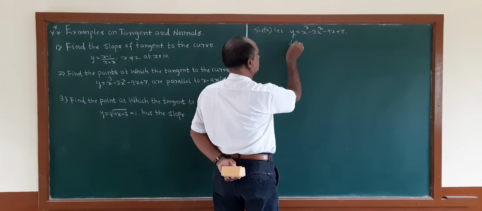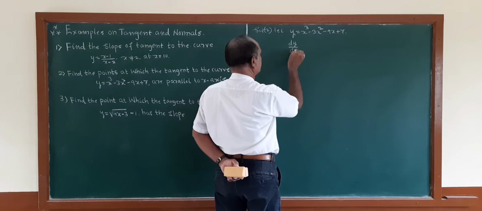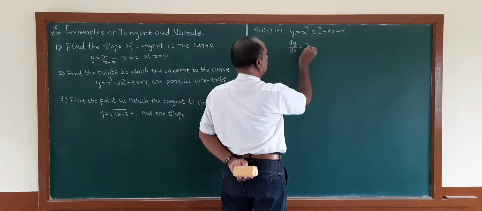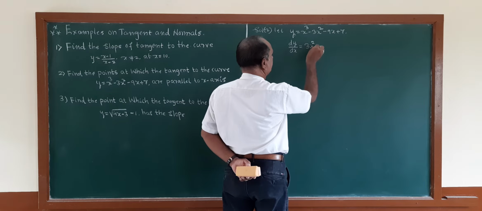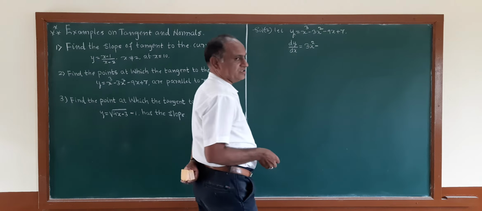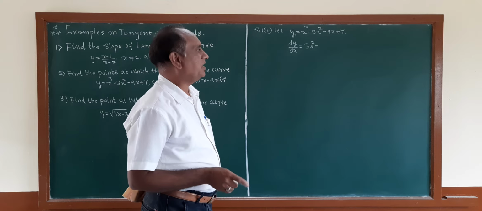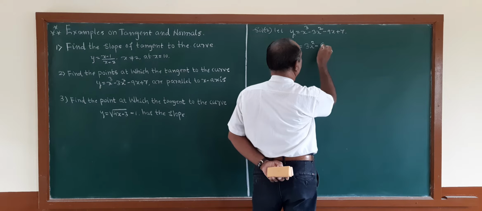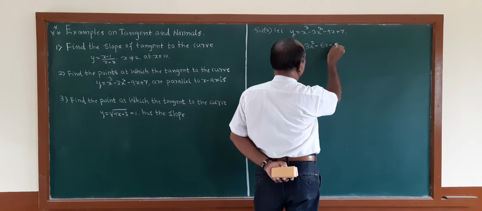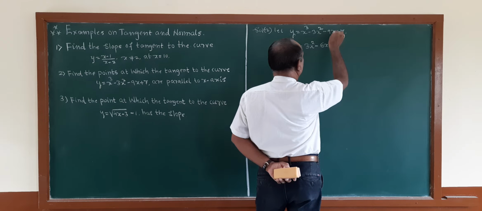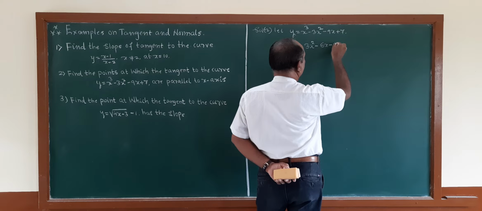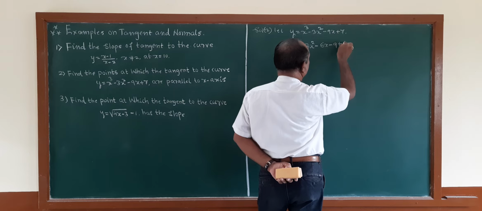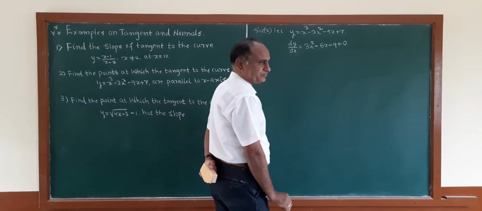So dy by dx is equal to: the derivative of x raised to 3 is 3x square. Then the next term, minus 3x square, the derivative is minus 3 multiplied by 2, that is 6, simply 6x. Then minus 9x, the derivative is 1, 1 multiplied by 9 means 9. The derivative of the constant 7 is 0.